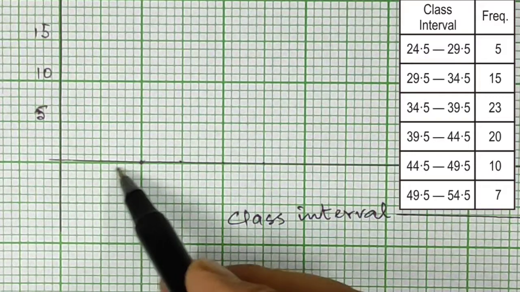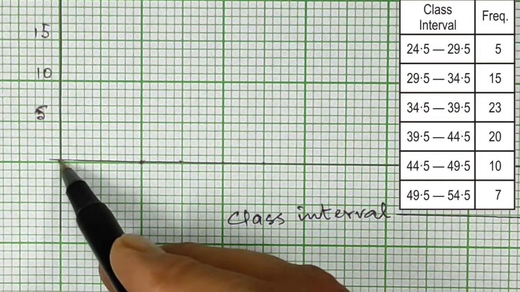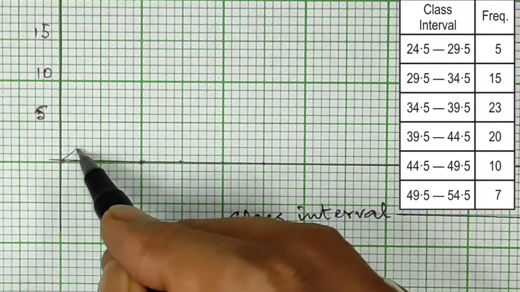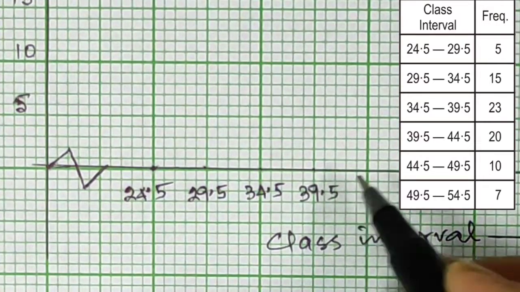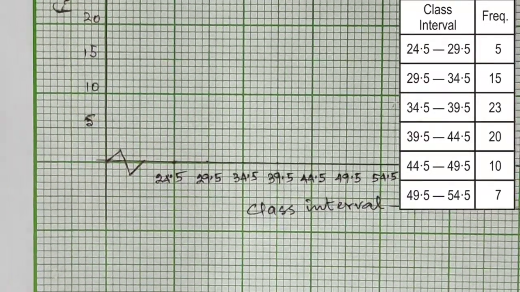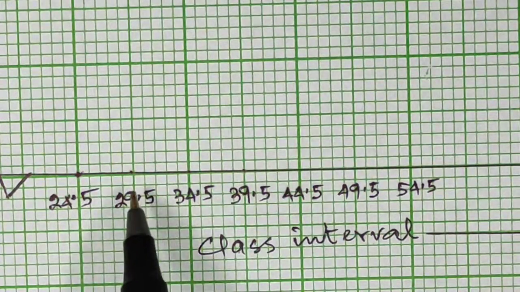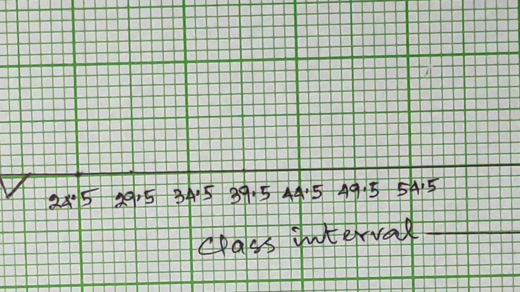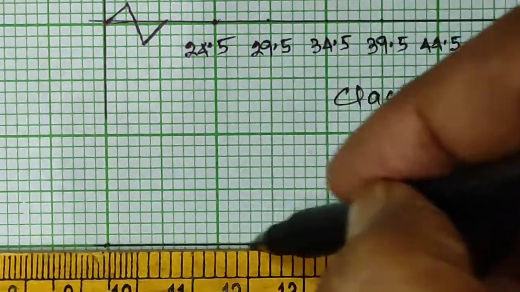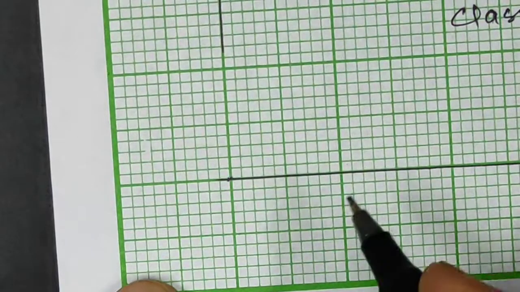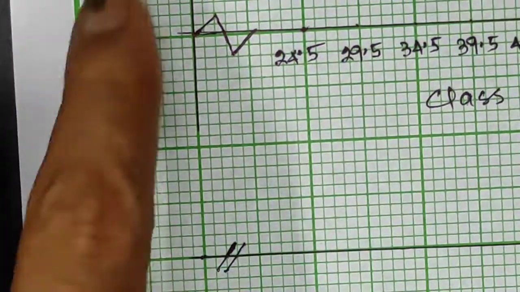But what about this part? If this is 24.5, then what about this part? Actually we will be pretending to hide this part by showing this symbol. Look, this is our division 24.5, 29.5, 34.5, 39.5 and so on. This is also shown for that hidden part. If this be the part of the x axis, only two slanted lines, this is equivalent to that part.